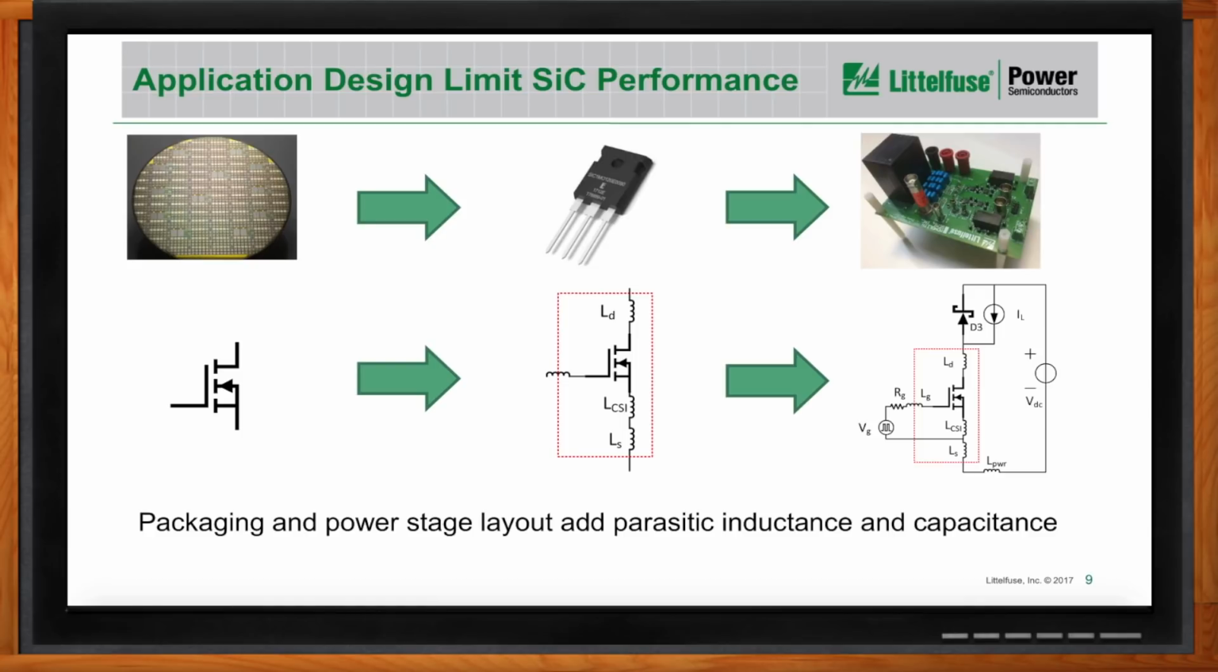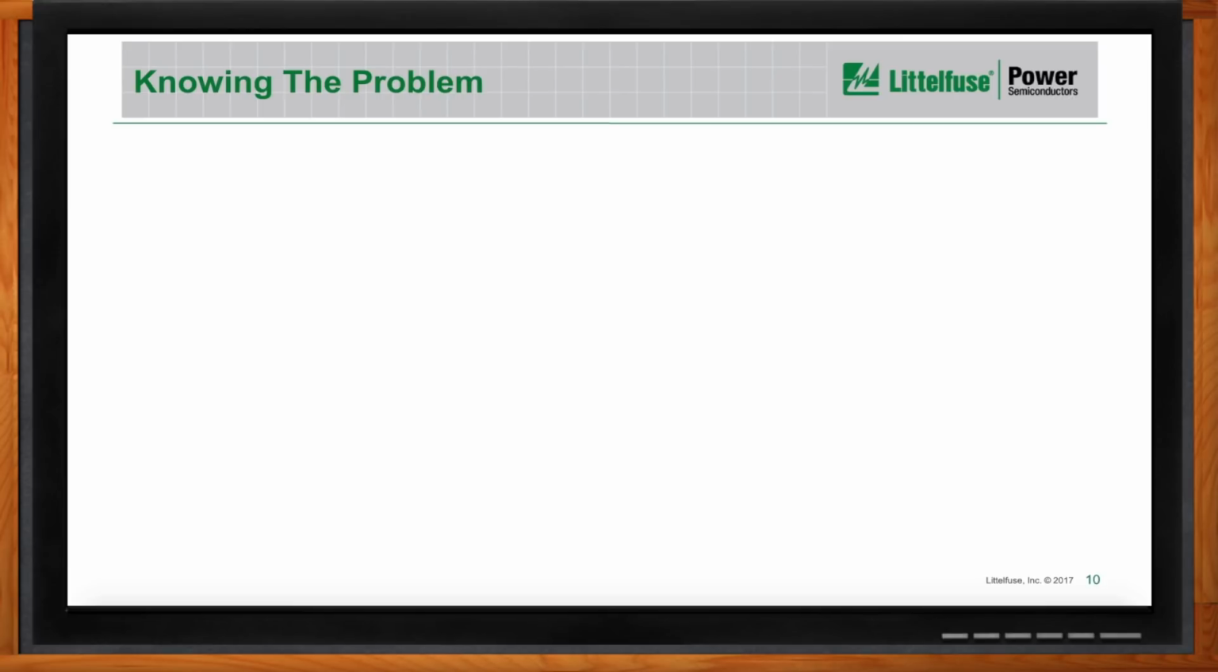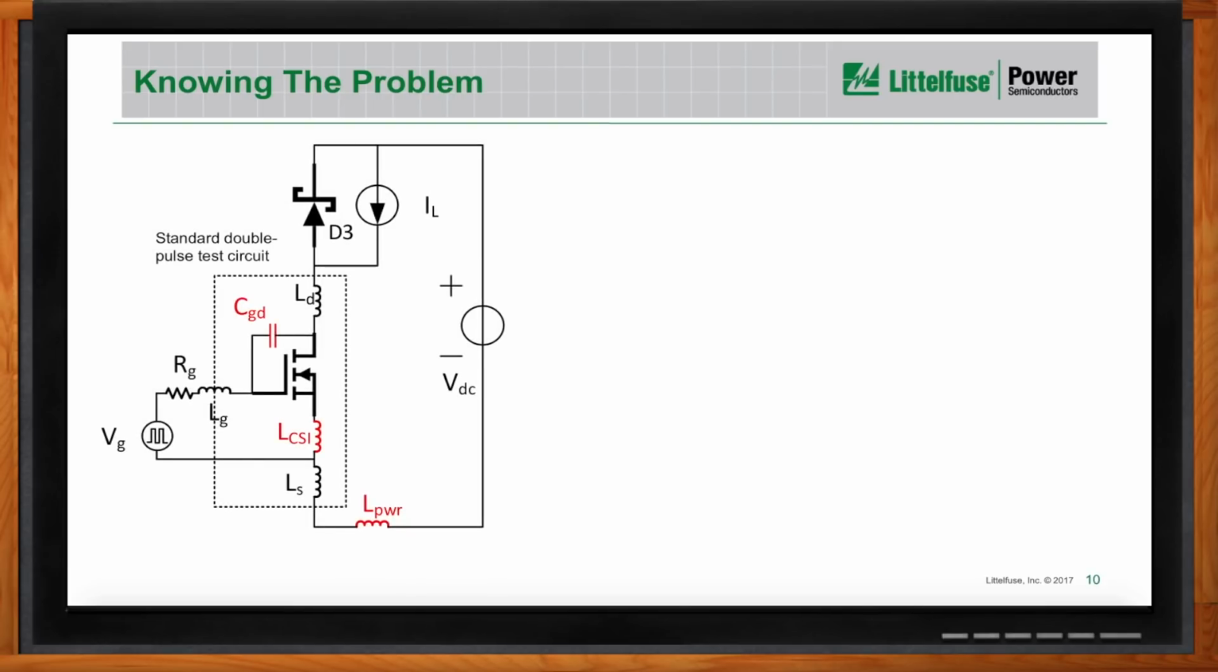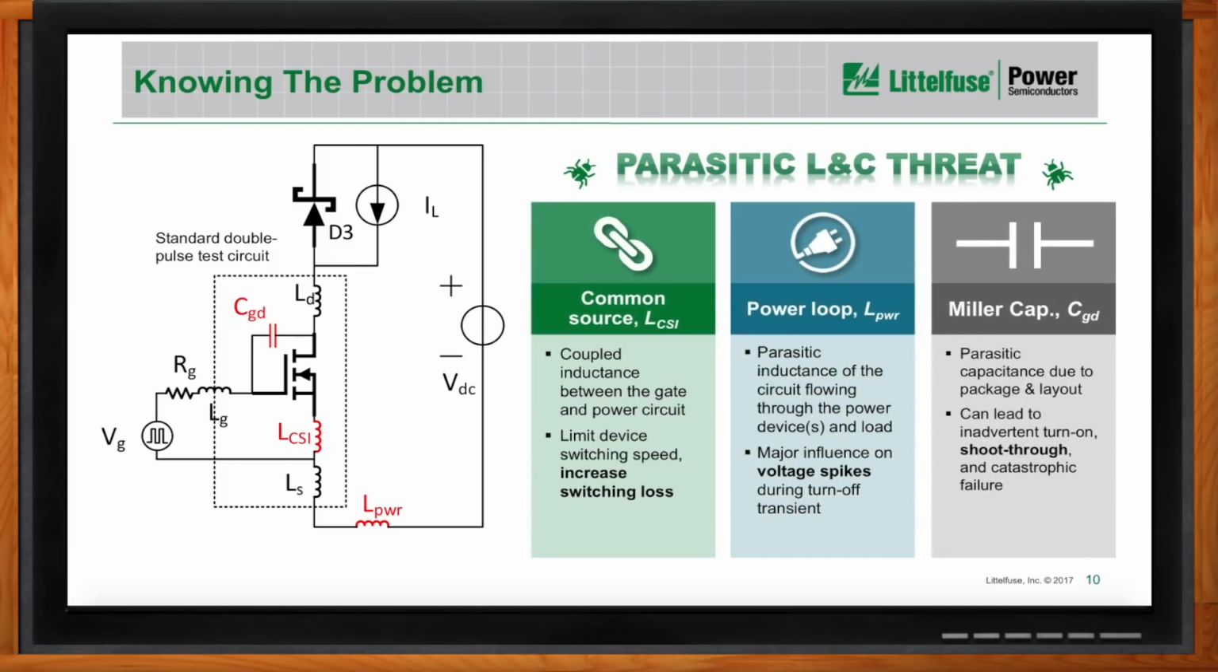Can we dive into some more detail about that? How does this look in my circuit? Yeah, for the parasitic threats, we have identified 3 main threats that limit the performance of silicon carbide devices. One is the common source inductance, which is the coupled inductance between the gate and power circuit. It will limit the device switching speed and increase the switching loss. The second threat is the power loop inductance, which is the parasitic inductance of the circuit flowing through the power devices and the load. It will induce a high voltage spike during the turn-off transient of the switching.